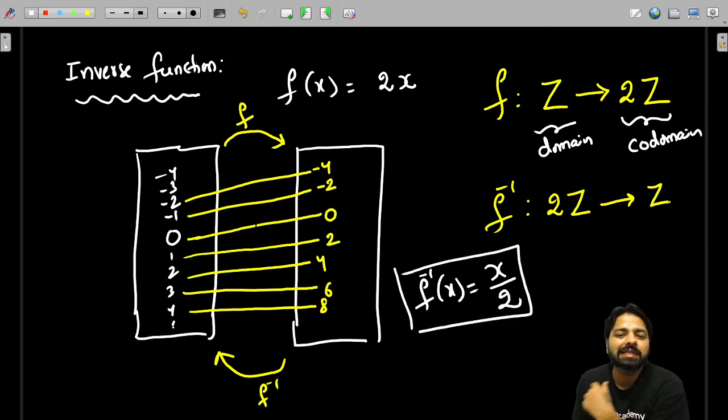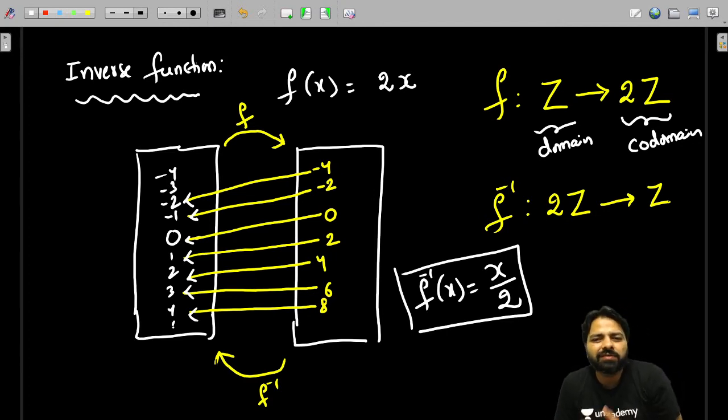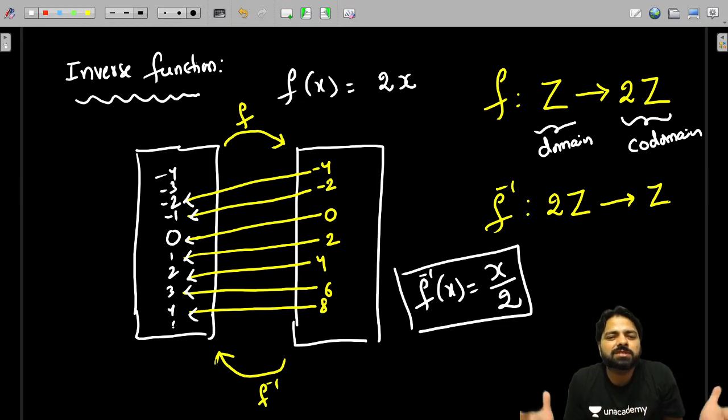Now look at it in the reverse order. Minus 4, how do you get minus 2? In this direction, minus 4 by 2, minus 2 by 2, 0 by 2, 2 by 2, 4 by 2, 6 by 2, 8 by 2. Yes, so this is the inverse function. When we say f and f inverse both exist, then that f is bijective.